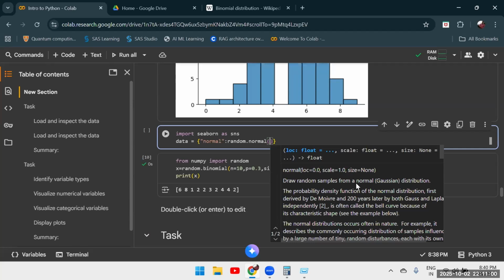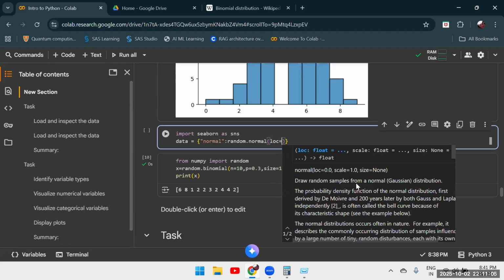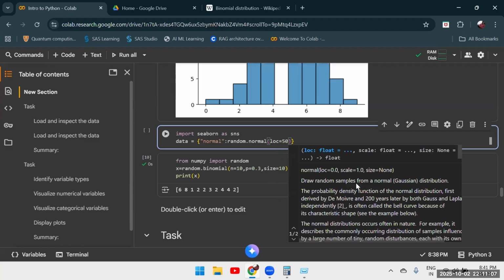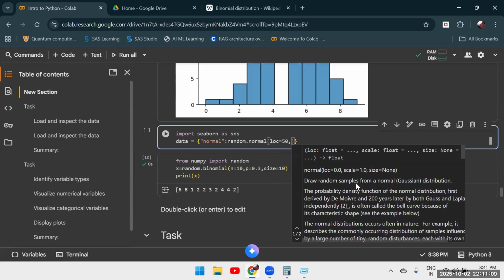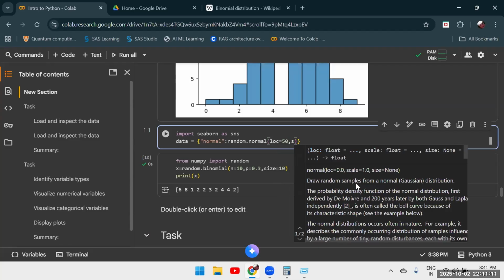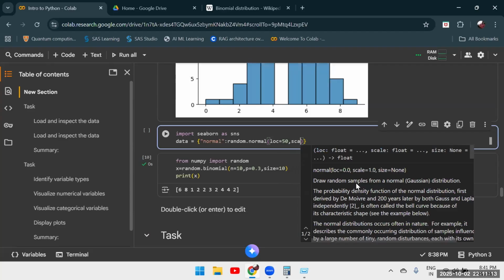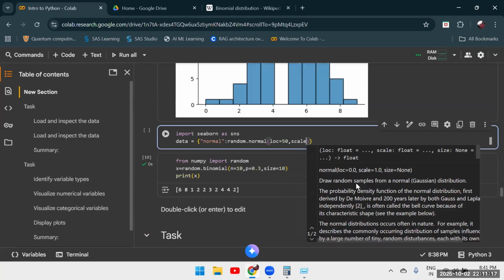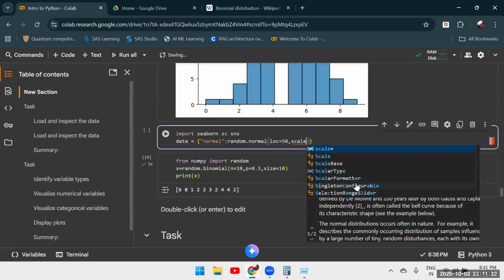So what are you going to give? I'm going to first give the value for my loc, which will be my mean. I'm going to give the mean as 50. And the second value that I'll be giving is the scale. So what is the scale? Sashi, what is the scale?